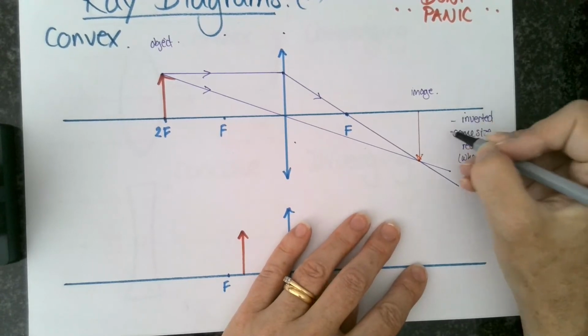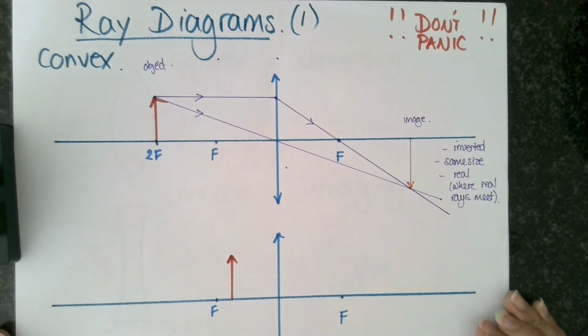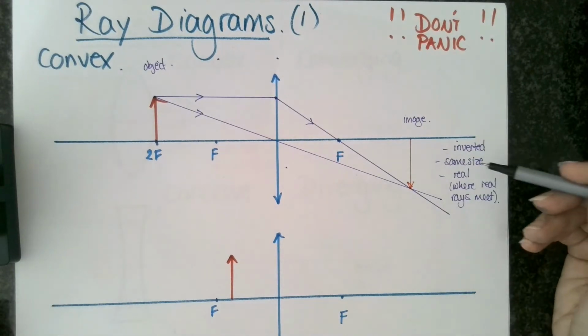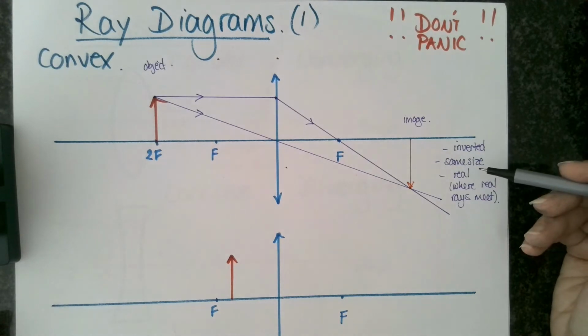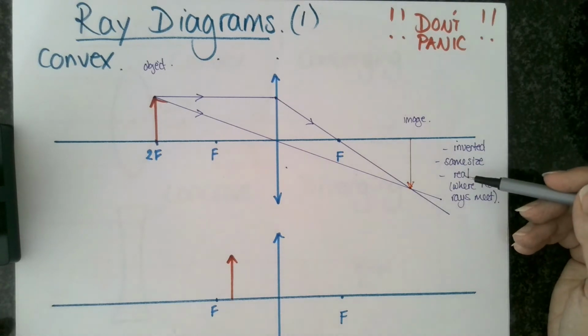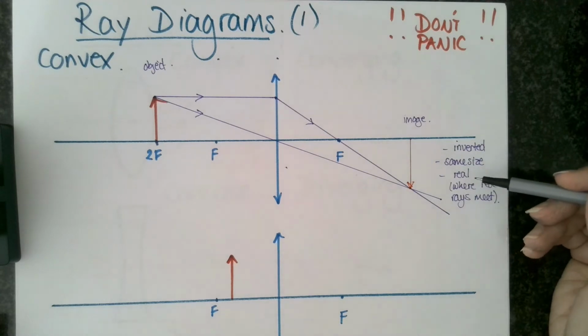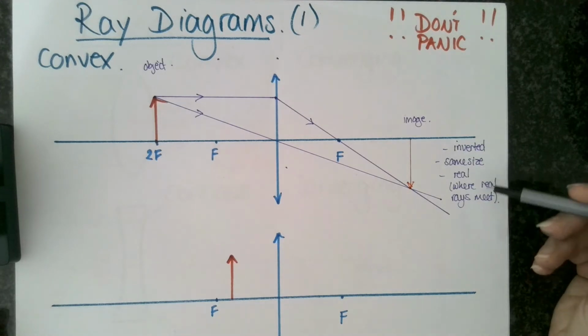Okay, so these three things are the ways that we describe the image produced by a lens. Is it upright or inverted? Is it diminished, that means made smaller, the same size, or enlarged, made bigger? Is it real or is it virtual? And real you can think of as, can I put it on a screen? But a better way of answering that question in an exam is to say it's where real rays meet. Or if it's a virtual image, it's where virtual rays meet.